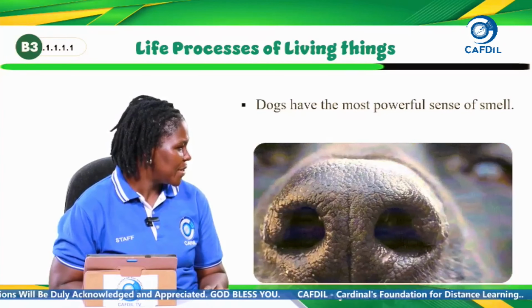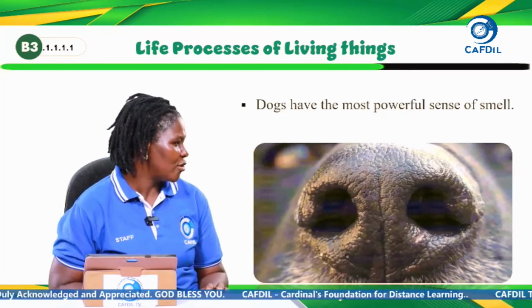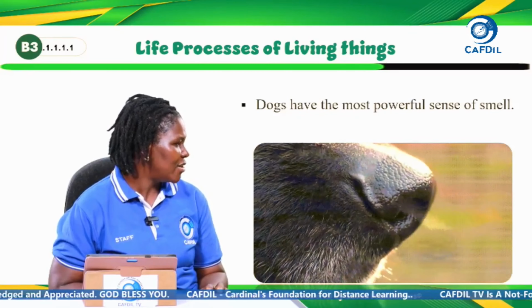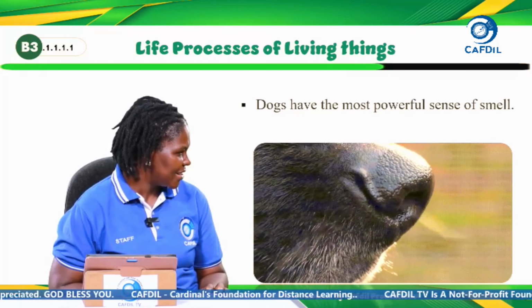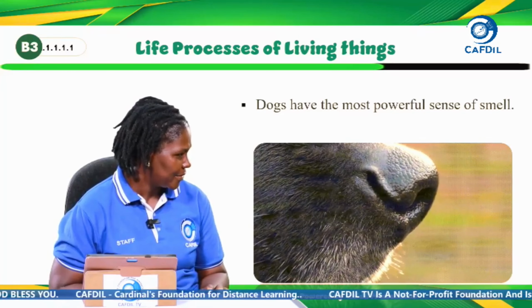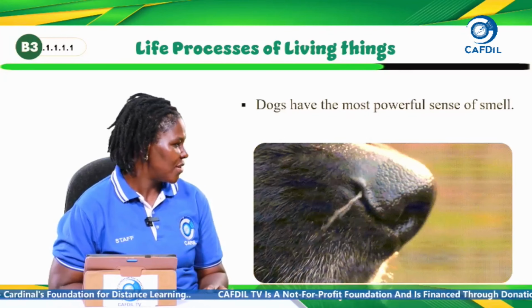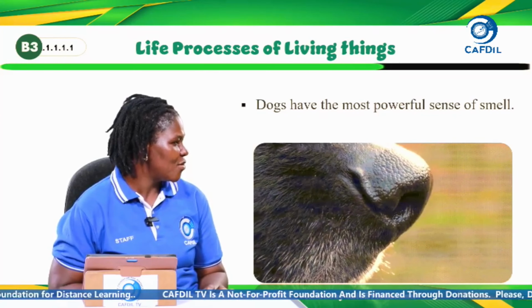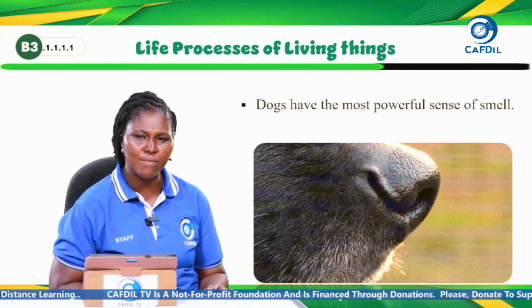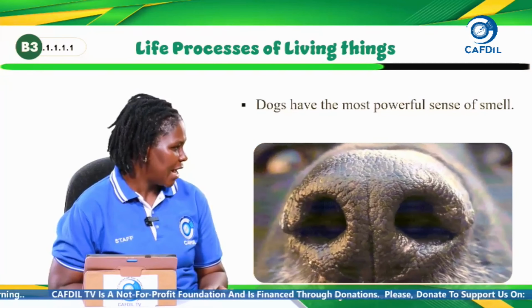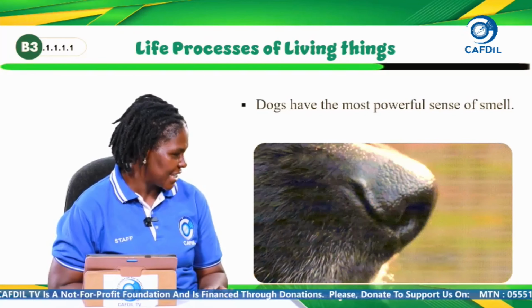Now we human beings, the side of our nose is not cut. But look at the dog, it is cut. This helps them to smell. And those who go to the bush to catch rats, they go with dogs. They smell the scent of the animal so that they can catch it.